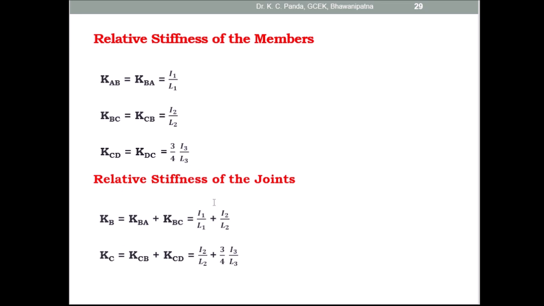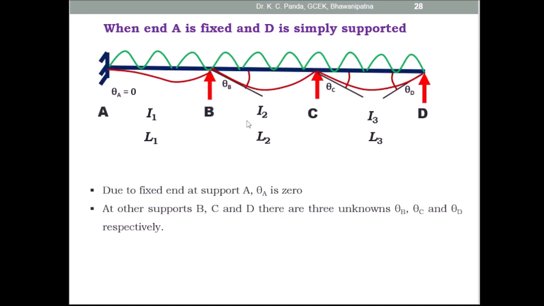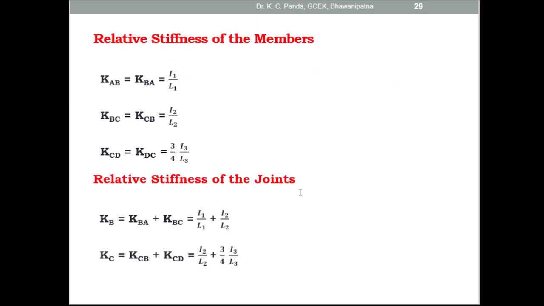Then you can find out what is the relative stiffness of the joints. So KB is equal to KBA plus KBC, and KC is equal to KCB plus KCD. So here KB is equal to I1 by L1 plus I2 by L2, and KC is equal to I2 by L2 plus 3 by 4 I3 by L3. So these are the relative stiffness of the members and joints.